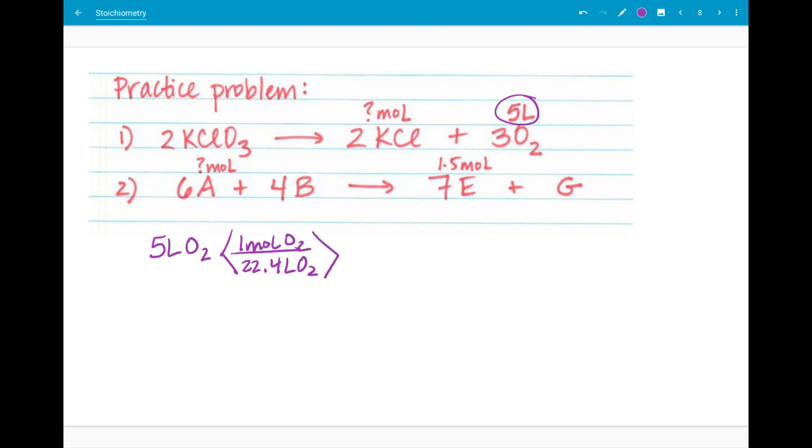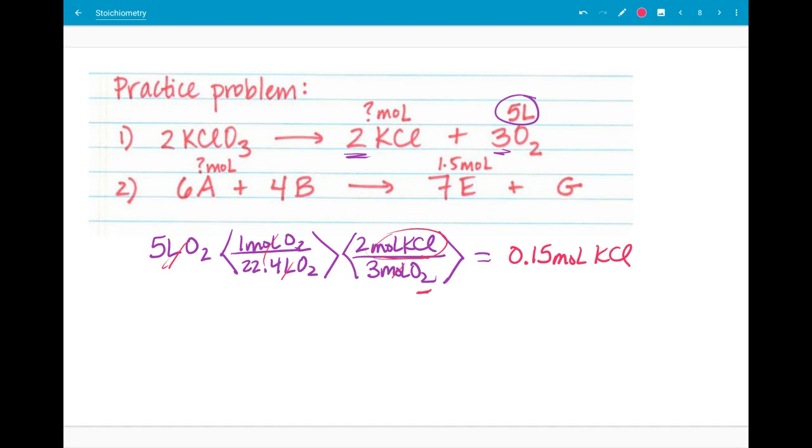I look at my mole roadmap, and I know that 1 mole is equal to 22.4 liters. So then I can go to my balanced chemical reaction. I have 3 moles of O2 to 2 moles KCl. Okay, and you always need to think about top-bottom canceling. So if I look at this, liters cancel, moles cancel, left with moles of KCl. So notice I wrote these out to double check. And when I solved this out, I found that to be 0.15 moles KCl.